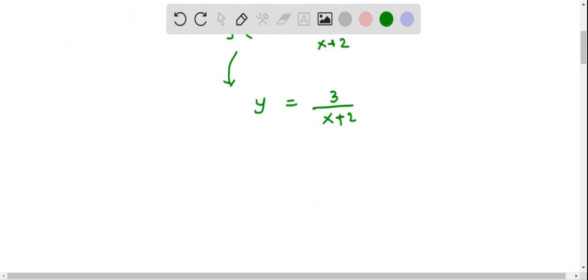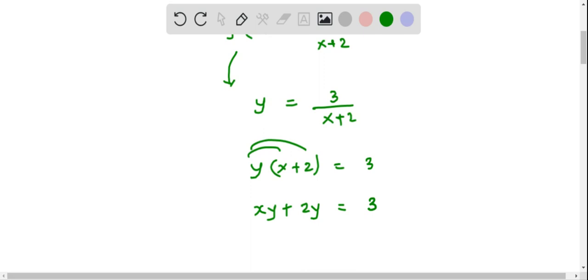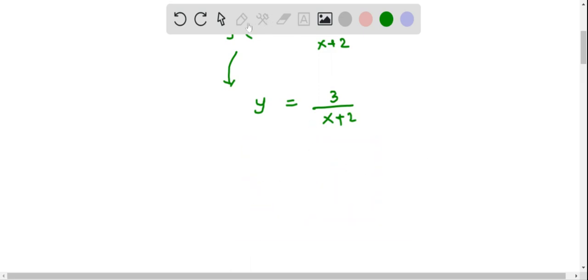We then multiply by x plus 2 on both sides, so this becomes y times (x plus 2) equals 3. And then distribute this y to the two terms inside the brackets. I'm sorry, I just missed one step before doing the distribution. We have to interchange the x and y. So first, let's interchange the x and y. The y will be replaced as x and x will be replaced as y.